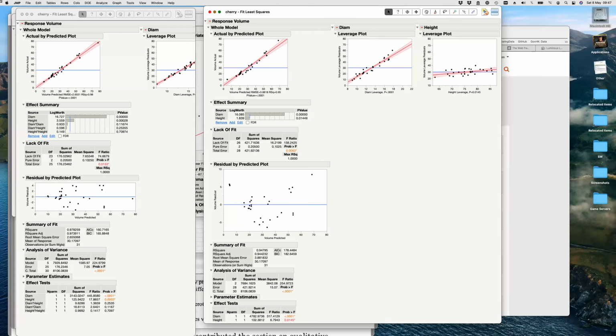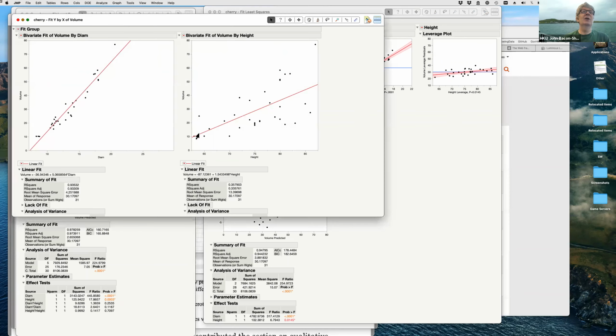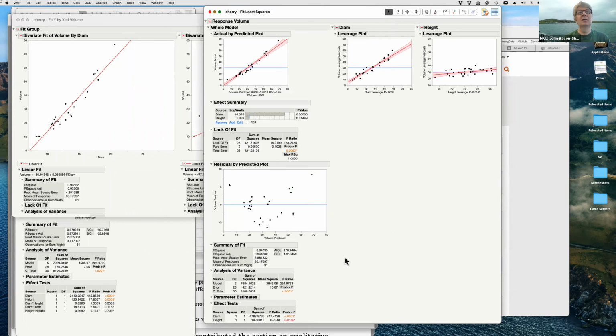Okay, so let me just recap then. We started out with the two separate models for diameter and height. We saw that diameter alone was already pretty good, explaining 93% using adjusted R squared. Height alone was not that great, about 33%. When we put the two of them together, the adjusted R squared went up to about 94%.